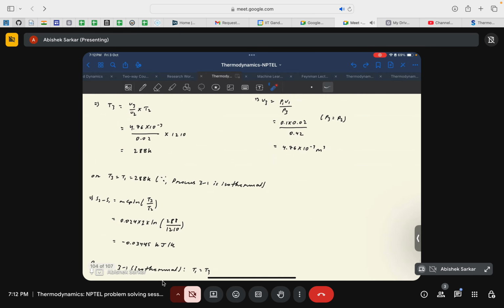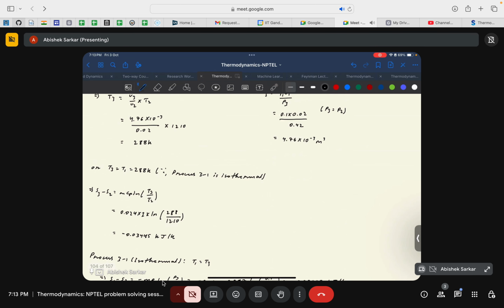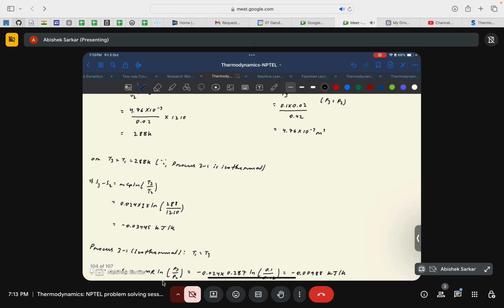So the net change in the entropy, S3 minus S2, would be mCp ln T3 by T2. Mass is 0.024 times Cp is 1 times natural log of 288 by 1210, or minus 0.03445 kilojoule per Kelvin. So now you can see that you get an example where the entropy change of the system is negative because it is a heat rejection process. If you recall, it is a constant pressure heat rejection. Since heat is going out of the system, the net change in the entropy is negative.